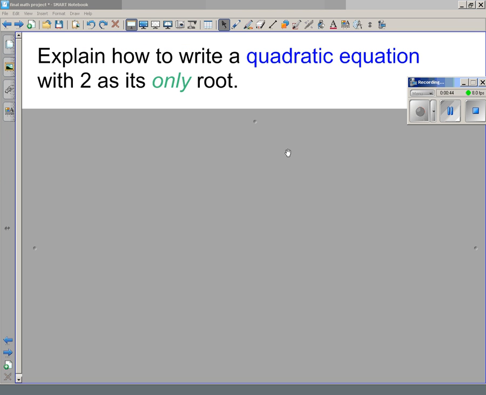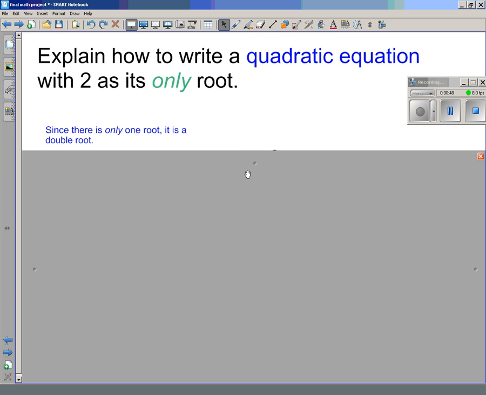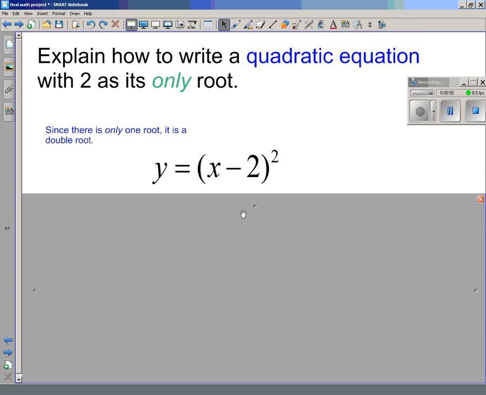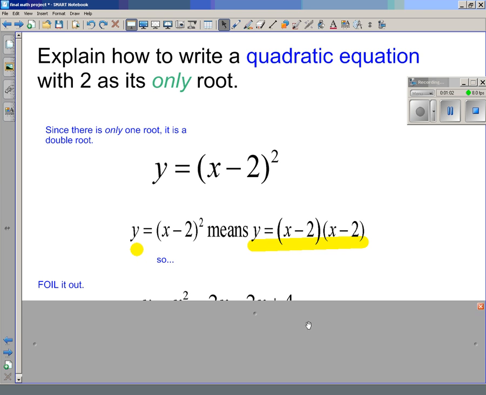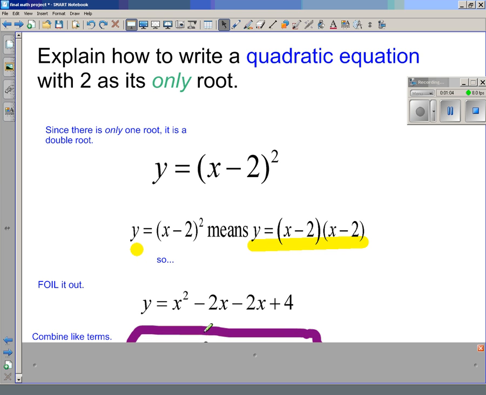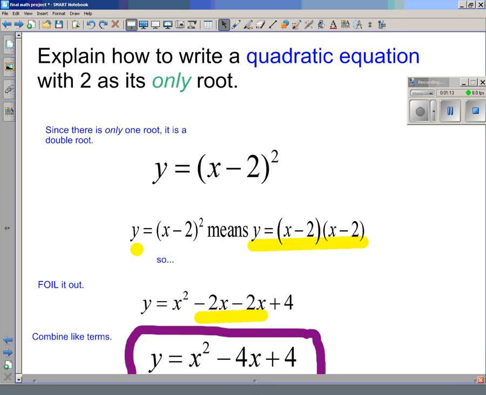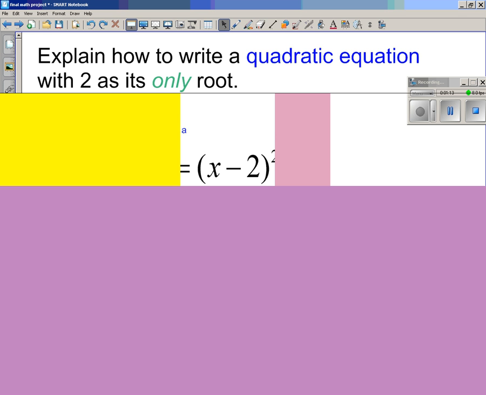In example 2, you have to explain how to write a quadratic equation with 2 as its only root. Since 2 is the only root, it's a double root, so the equation is y equals (x minus 2) squared. Y equals (x minus 2) squared is the same thing as y equals (x minus 2)(x minus 2). So you have to FOIL that out to get x squared minus 2x minus 2x plus 4. Then you have to combine the negative 2x and negative 2x since they are like terms, and you get a final equation of y equals x squared minus 4x plus 4.